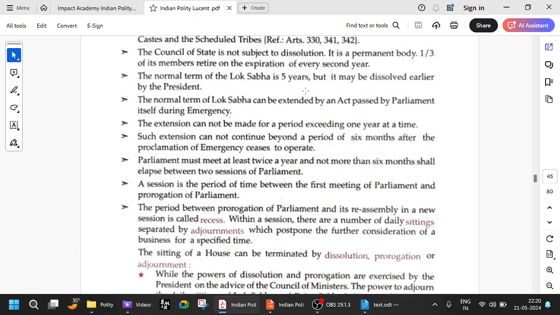And in the 42nd Amendment Act, they made it 6 years. Again, in the 44th Amendment Act, they nullified it and brought it back to 5 years. The extension cannot be made for a period exceeding 1 year at a time. So even during emergency, it has to be extended only for 1 year at a time. And such extension cannot continue beyond a period of 6 months after the proclamation of emergency ceases to operate. So if you are continuously extending this emergency by 1 year at a time, it is fine. Once the emergency ceases to exist, beyond a period of 6 months, it should not continue. Okay, beyond that, the elections have to be conducted.